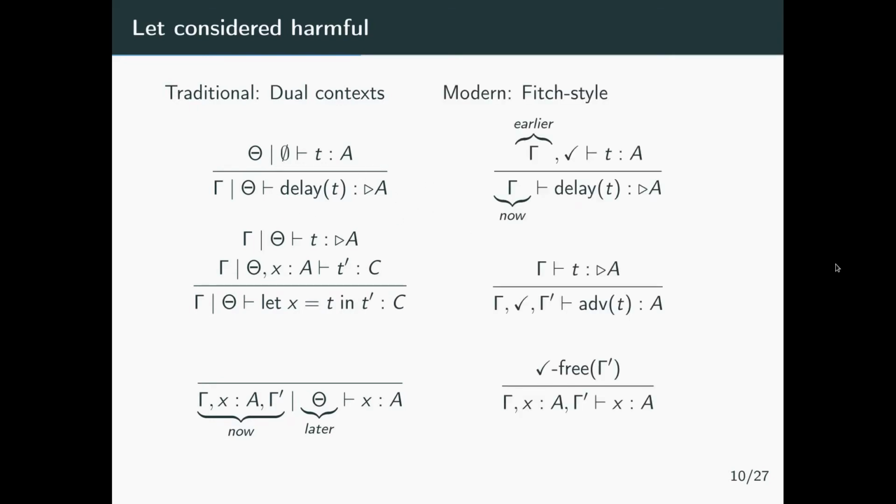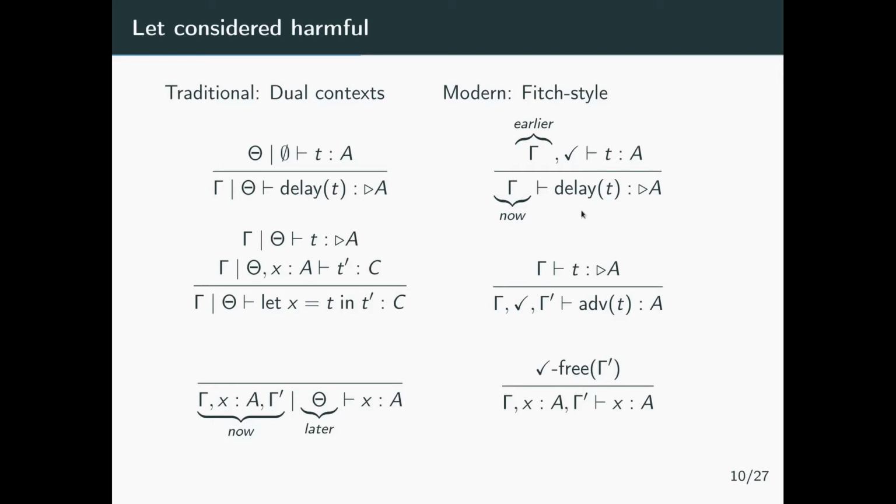Okay, so what do we do instead? In the Fitch-style approach, we only have one context, but instead the context has tokens. So this token is called tick, and this can be thought of as a witness that time has passed. Okay, so if there's no tick there, all the variables are now. If you add a tick, we think of the variables as happening before the tick, so earlier. So note here there's a conceptual shift of how time happens, right? So before it was now and later, and now it's now and earlier.